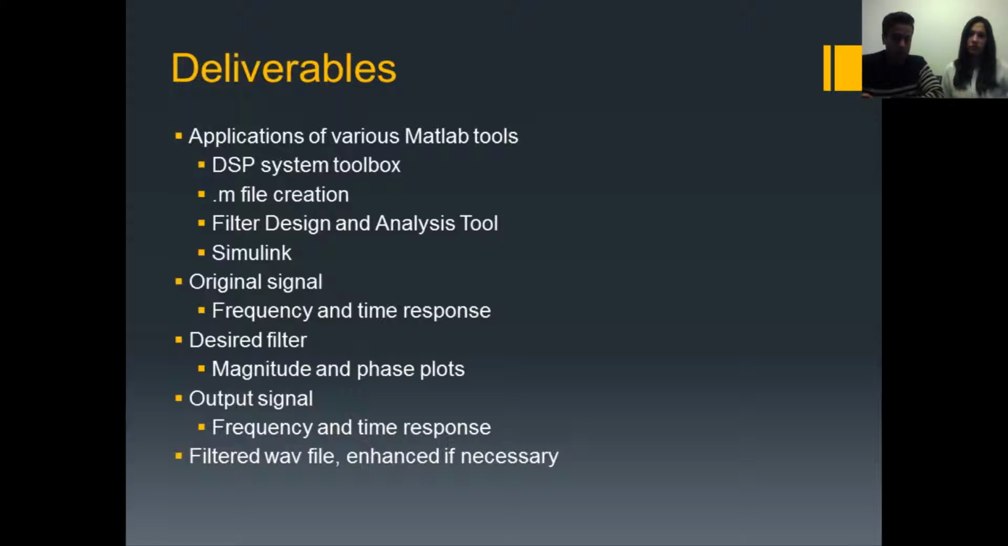With the original signal, we're going to have the frequency and time response of each, and then we'll have the desired filter. We'll be able to look at the magnitude and phase plots, so you can see exactly what is being filtered out to make sure it's not too excessive, and that was utilized with our iterations. The output signal will give you the frequency and time response, and Maria will be covering that portion, where you can see the difference between the original signal and the result, with the time response, and how the noise was removed. In the end, we'll give you a filtered wave file. You'll be able to listen and hear that the noise has been appreciably removed.